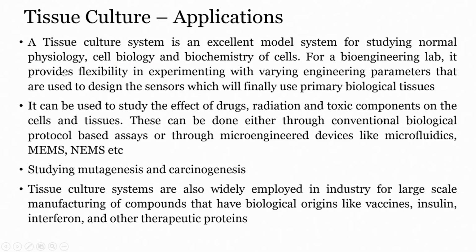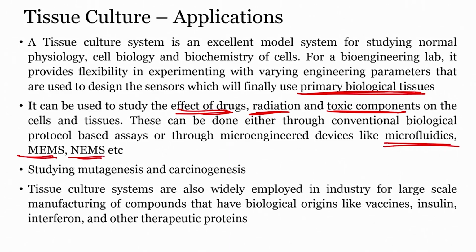For a bioengineering lab, it provides flexibility in experimenting with varying engineering parameters that are used to design the sensors, which will finally use primary biological tissues, correct. It can be used to study the effect of drugs, we have seen, right, drug screening, radiation, toxic components on the cells and tissue. This can be done either through conventional biological protocol based assay or through microengineering devices like microfluidics, MEMS, micro electromechanical systems, nano electromechanical systems, etc.